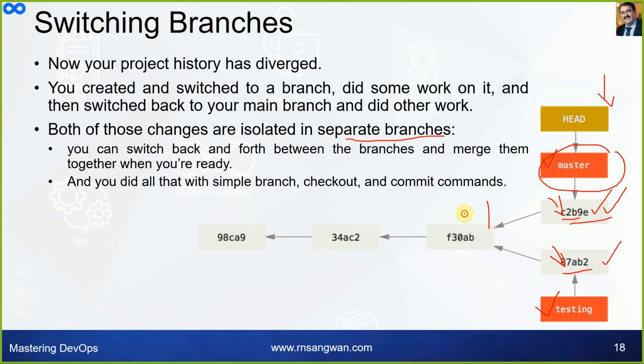But up to here they are same. Up to here both are pointing to the same. This one is same, this one is same, this one is same. But this change, here suppose one line is changed, here another two lines are changed, they are different. So you can switch back and forth between branches and merge them together when you are ready. And you did all that with simple branch, checkout and commit commands. That's simple, easy to work with.